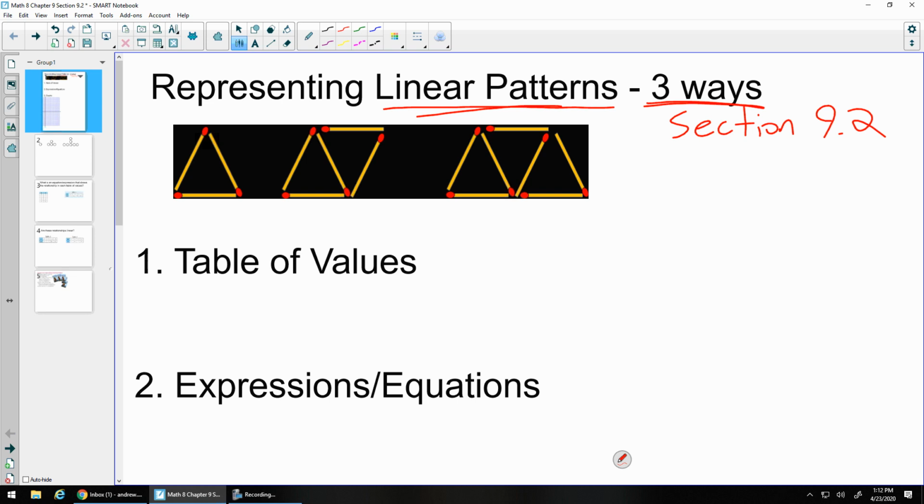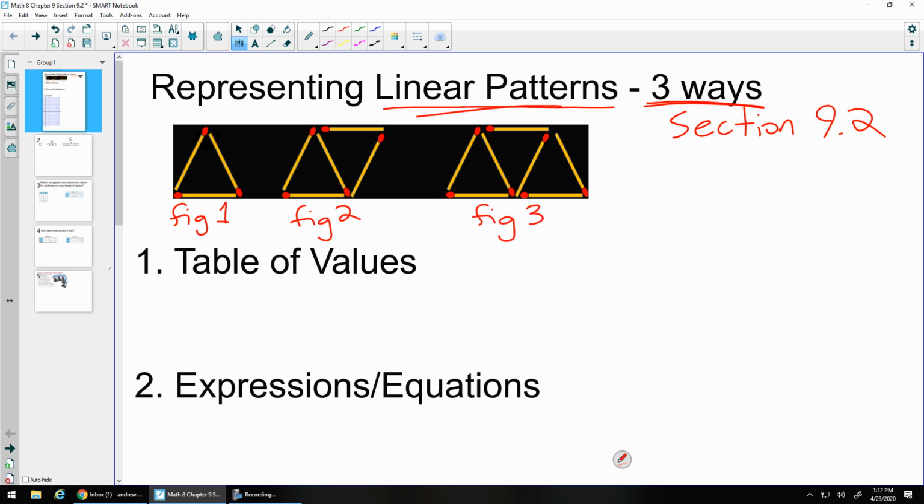So here we have a pattern with matchsticks. We can call each of these a figure. So this can be figure 1, figure 2, and this could be figure 3. Okay, and there's a bit of a pattern happening here.